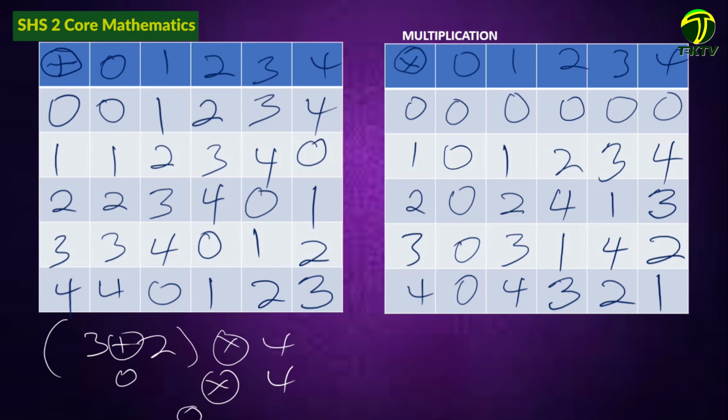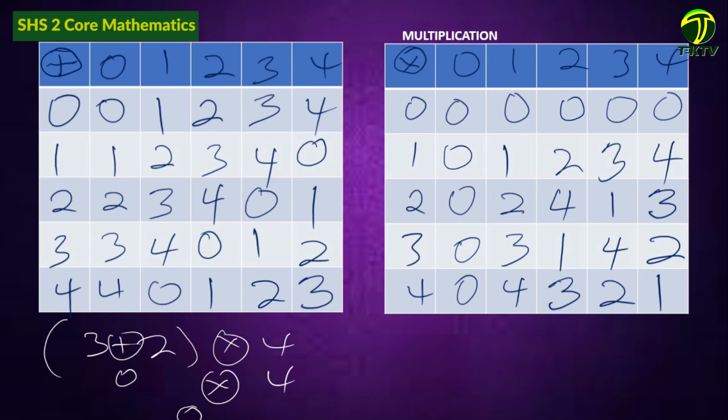The addition one, you look at the addition table, the multiplication, you look at the multiplication table. 3 plus 2 on the addition chart has given a 0. So all this is 0. So we have 0 times 4. And 0 times 4 is also 0. And that is the A part.